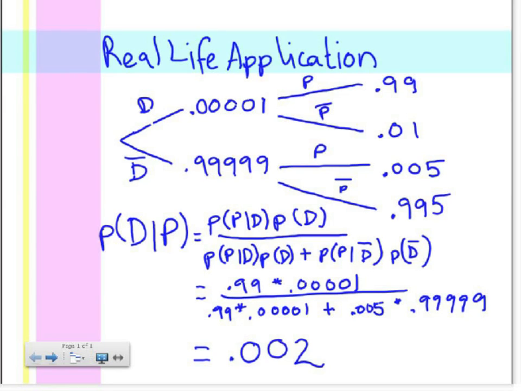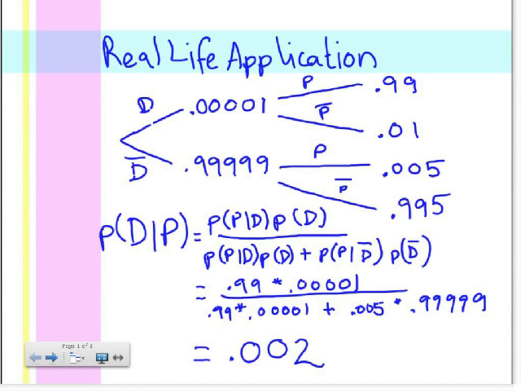Essentially, this represents the case of people who do have the disease and therefore get a positive test as a result. So that's it for this real-life application. As you can see, Bayes' theorem simplifies this problem tremendously.